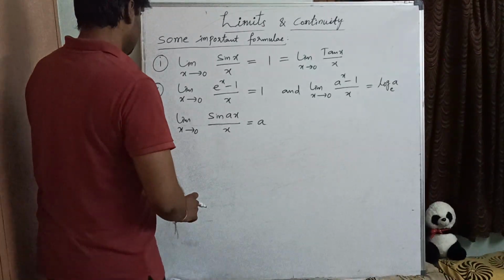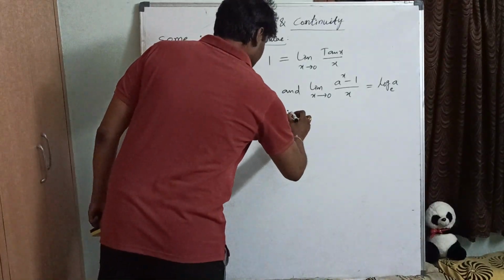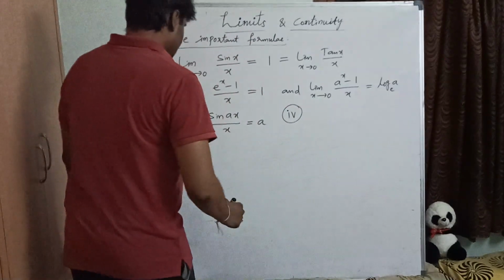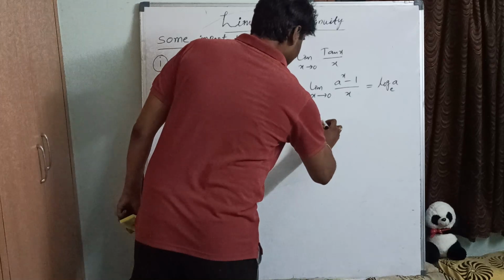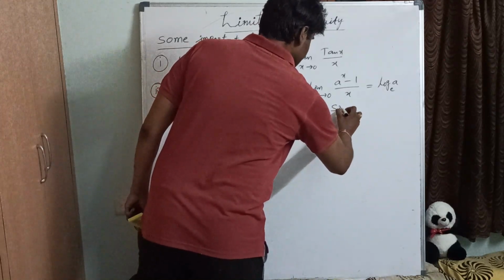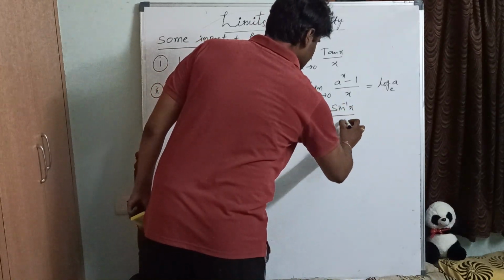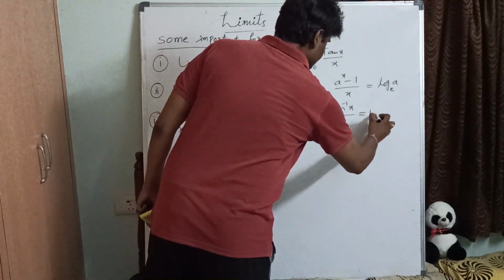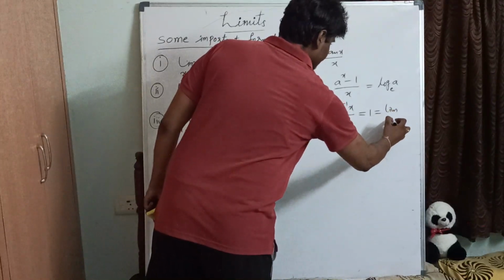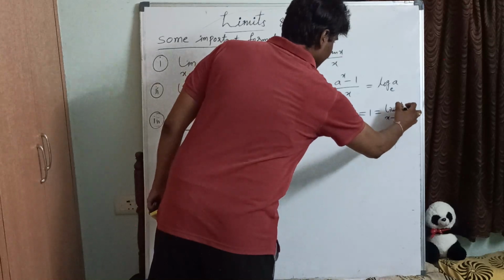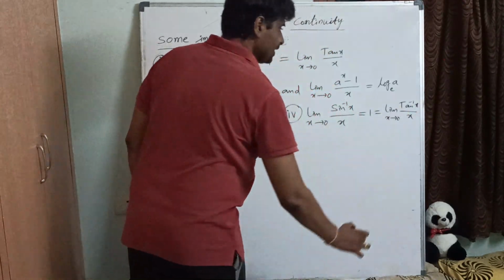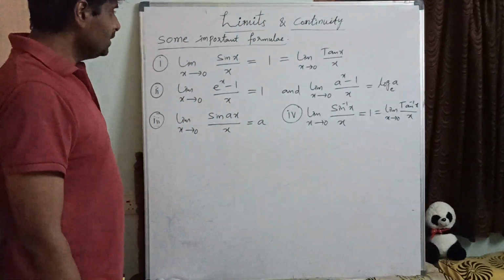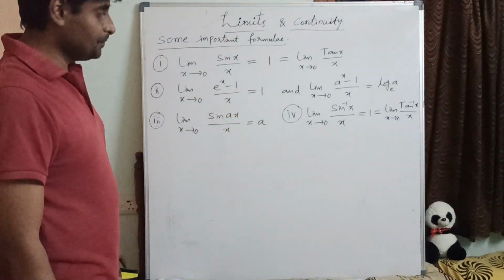Now let us go to limit x tends to 0 sin inverse of x by x. This also results in 1, which equals limit x tends to 0 tan inverse of x by x. Clear? This is a very important formula.